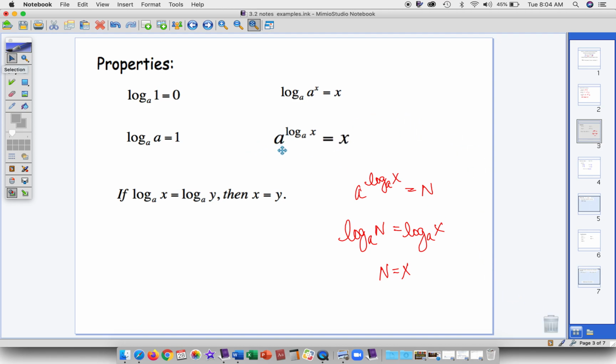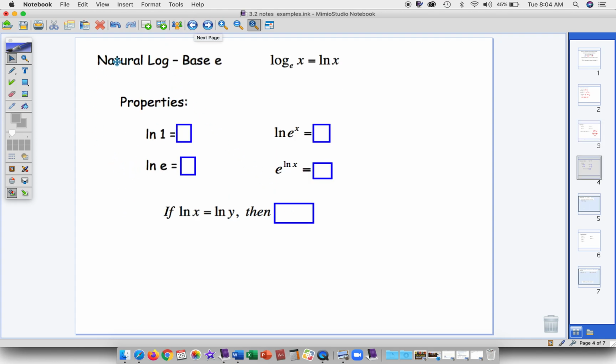So when you have, this again is exponential form, so when you have a base raised to a log of that base, whatever comes after that is what that expression is equal to. Okay, the natural log is base e. So again, that number e is a useful number in exponentials and logs, so we give it its own expression.